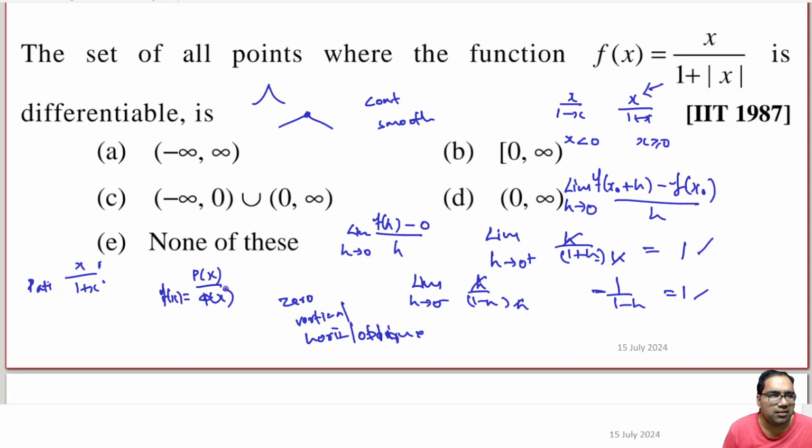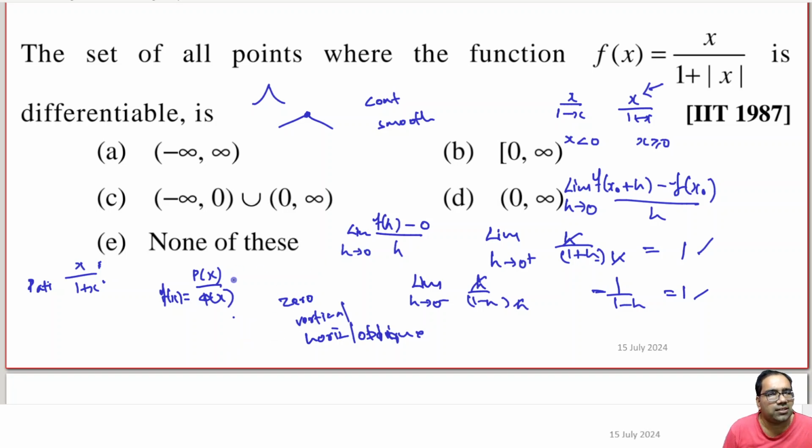Zeros are the places where the function touches the x-axis, and asymptotes are the places where we have to take care, vertical and horizontal. Vertical asymptote we have to show something like this, and horizontal asymptote will show something like this. Okay, something like this or something like this. We have to show the curves properly.